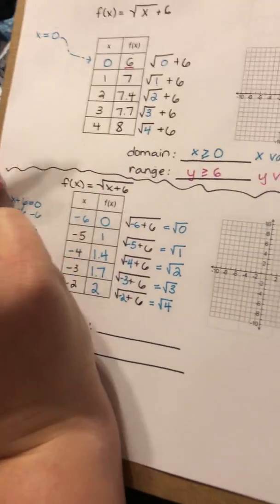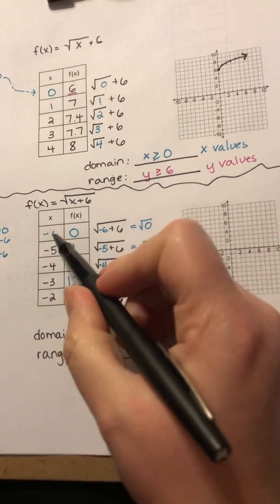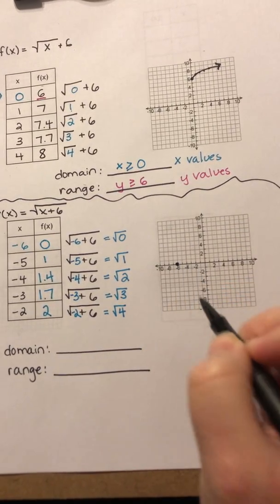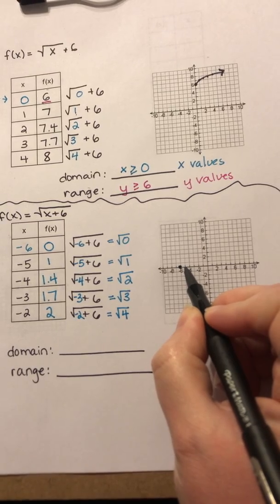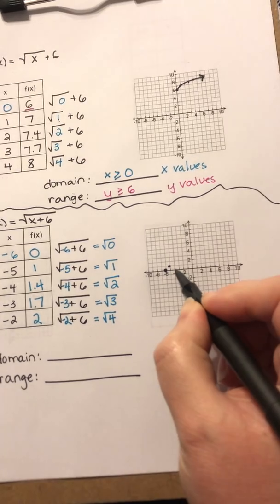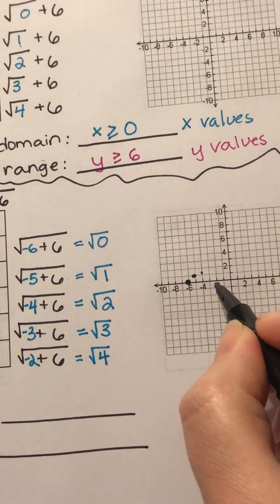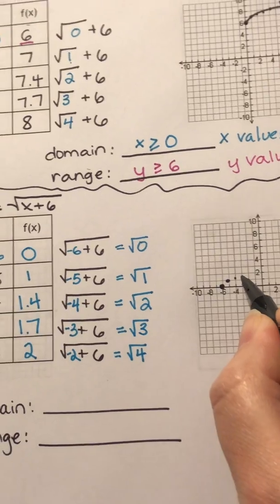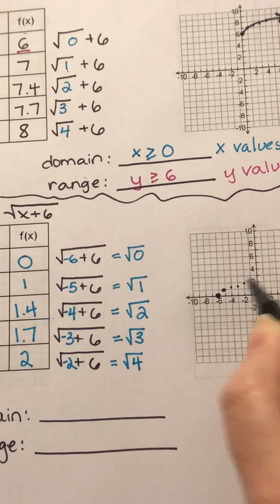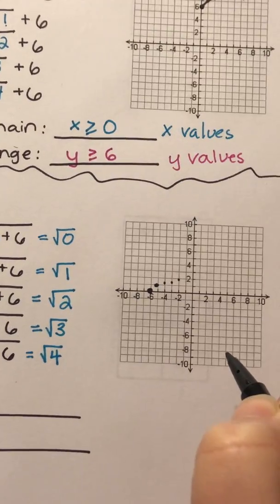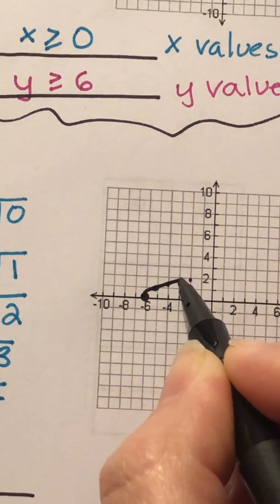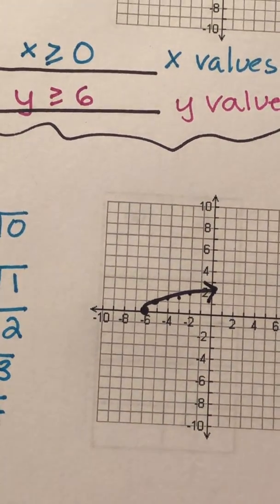So let's plot those 5 points. So this time my x value is -6, and my y is 0, so -6, 0 is back here. -5, 1. Again, on the decimals, just be as close as you can. So we got -4, 1.4. -3, we got 1.7, and -2, we had 2. As close as you can. So remember, this is your starting value, that first one. So our arrow is going to go towards the other points that we drew.